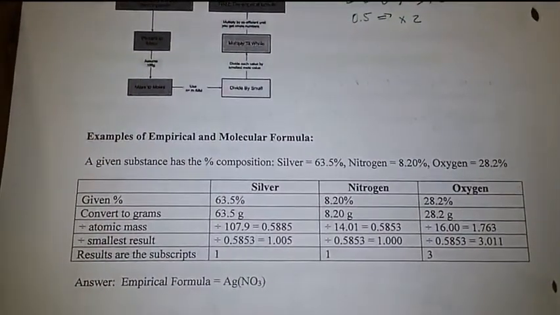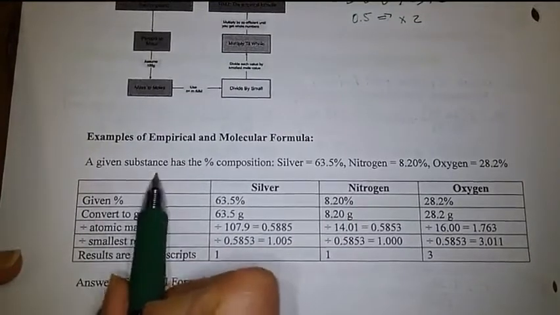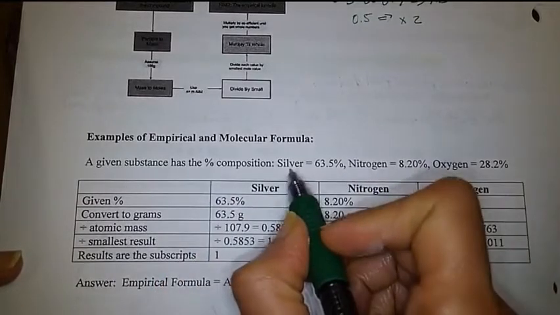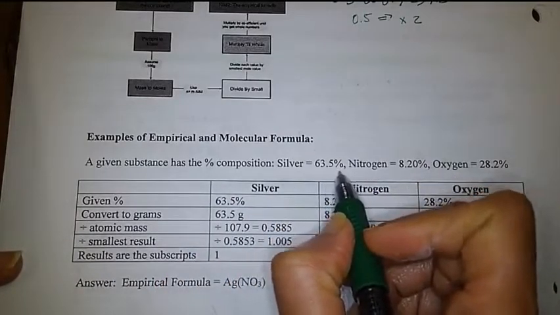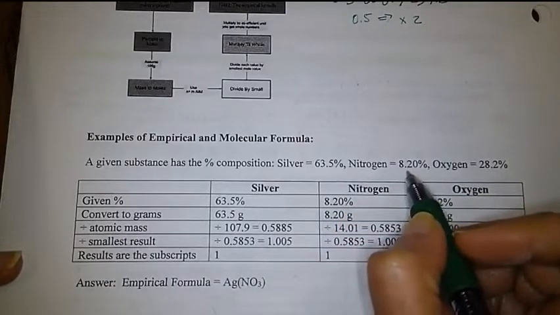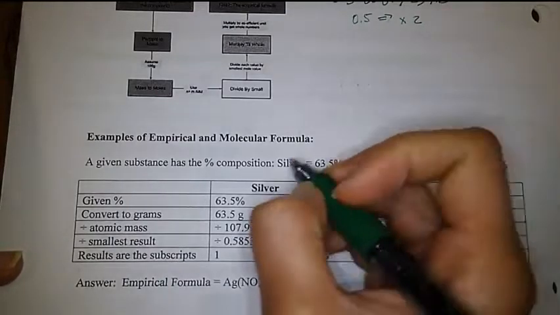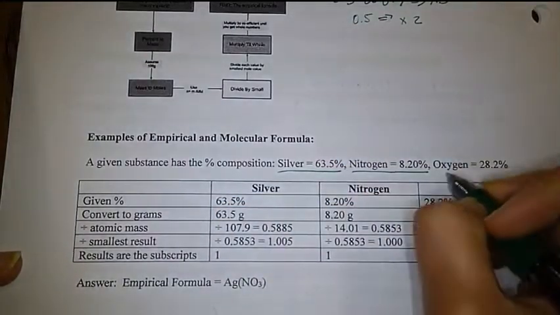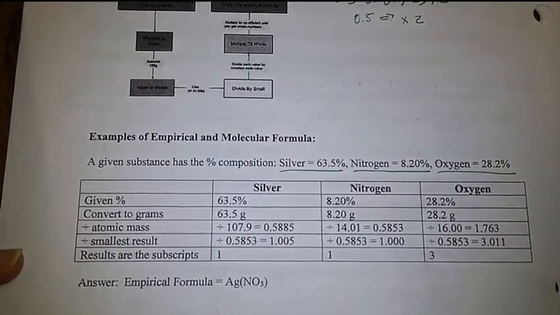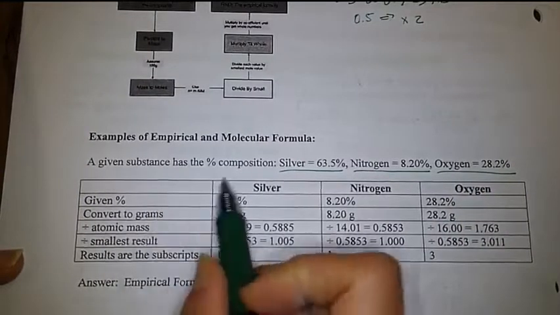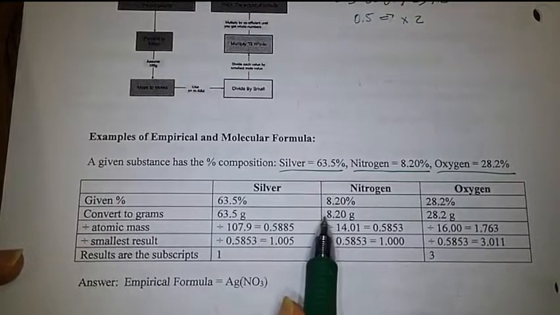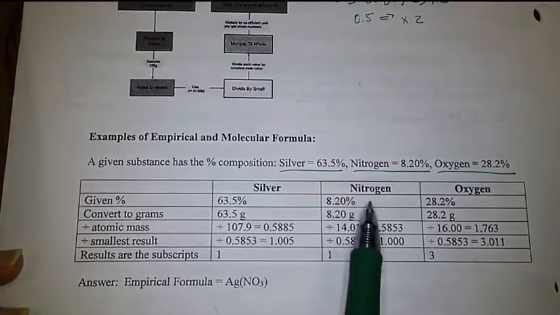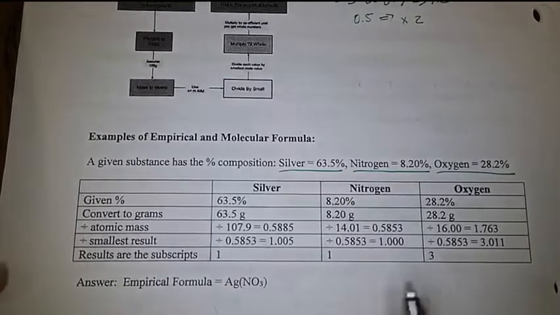This is where calculators can come in. I have here a given substance with the percent composition of silver, which is 63.5%, nitrogen, which is 8.20%, so go ahead and underline those, and then oxygen, which is 28.2%. I want to find out the actual formula that this percentage gives us, the actual formula of our compound.